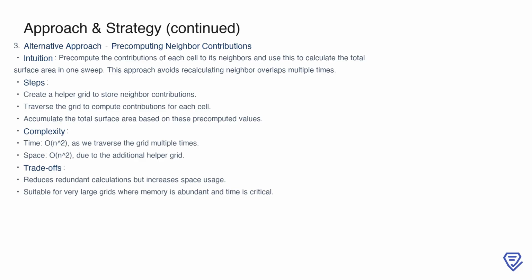Though this approach reduces redundant calculations in the surface area computation, it introduces an additional O(n) squared space complexity due to the extra grid. The time complexity remains O(n) squared, as the grid is traversed multiple times. This method is most beneficial for very large grids where processing time is critical, but it may not be practical in scenarios with limited memory.